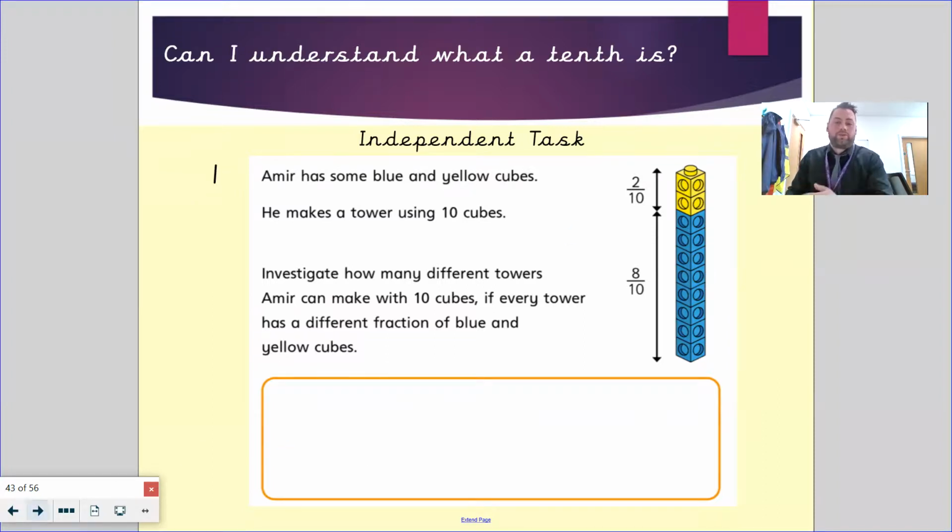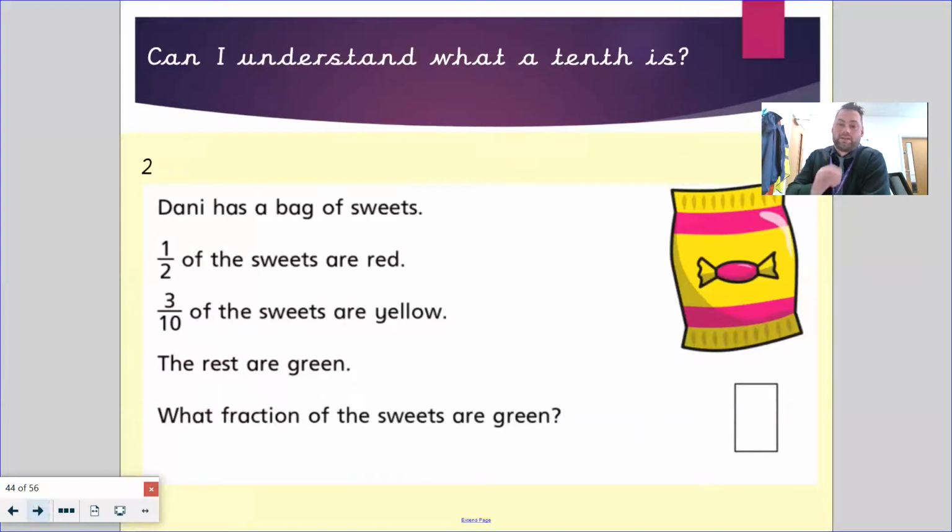If you want to push yourselves though, and you want to do another task and challenge yourself, you can go on to challenge number 2. Danny has a bag of sweets. Half of the sweets are red, 3/10 of the sweets are yellow. The rest are green. What fraction of the sweets are green?